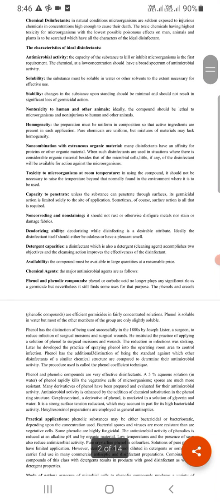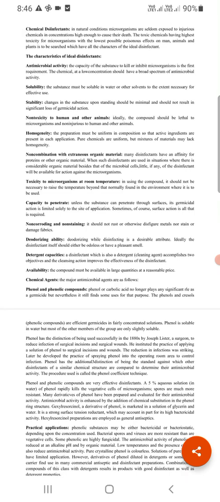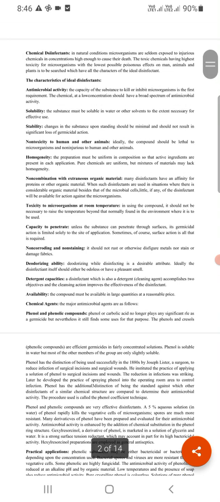Pure chemicals are uniform, but mixtures of materials may lack homogeneity. This might happen with some disinfectants, and they are not ideal disinfectants. An ideal disinfectant must be homogeneous with the solvents, any type of solvent, that may be water, that may be alcohol, that may be other things.